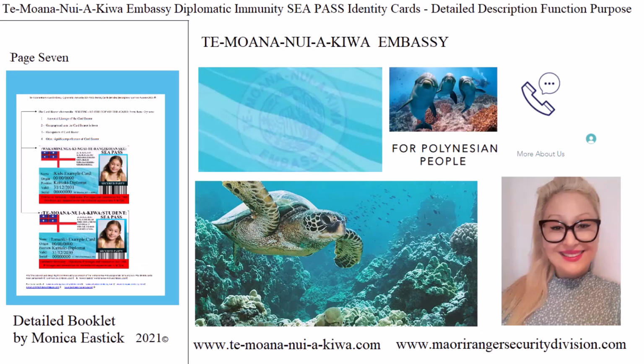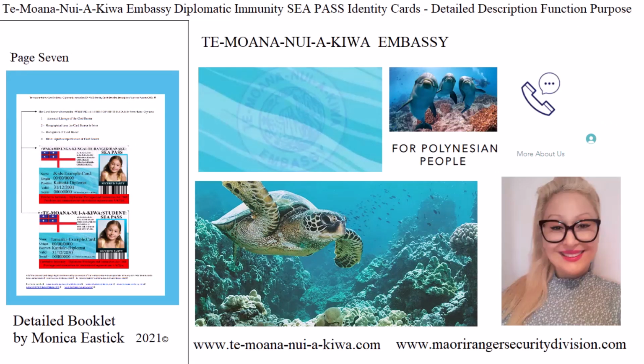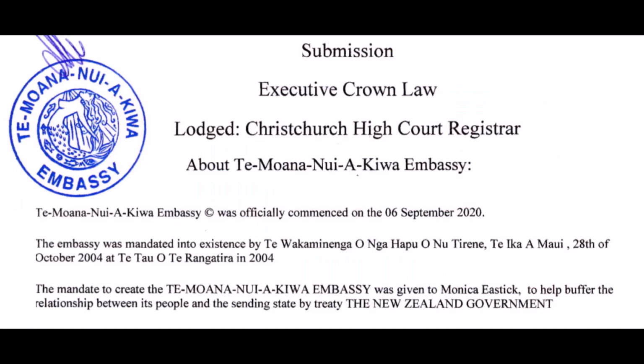Monica Eastick created the Te-Moana-Nui-A-Kiwa embassy, and Peter Martin created the Common Law Embassy, and they worked together with the blessing of Te Wakaminenga. The embassy was begun in 2004 and started to identify the members of the Wakaminenga. After that, they started identifying people who lived in Te-Moana-Nui-A-Kiwa.